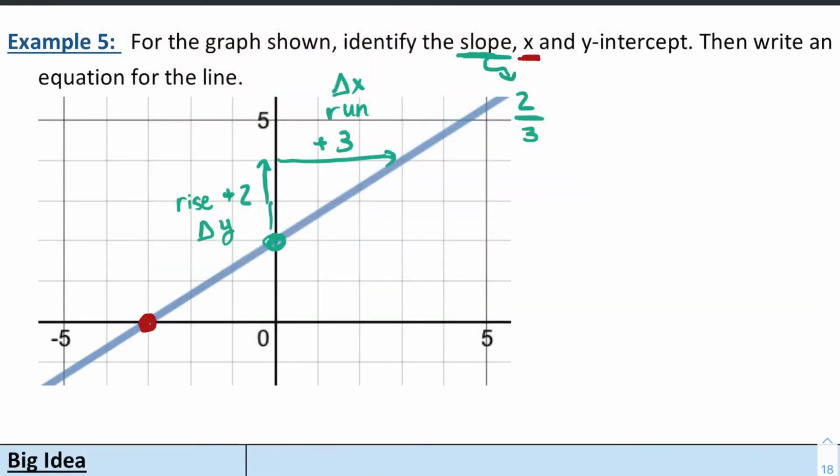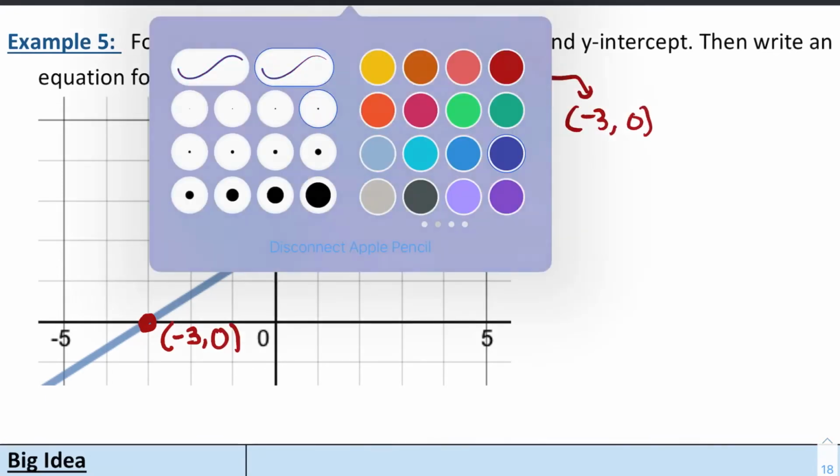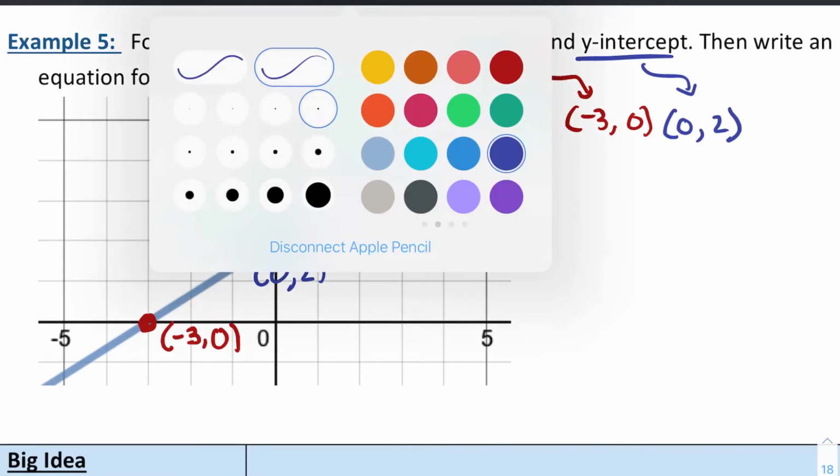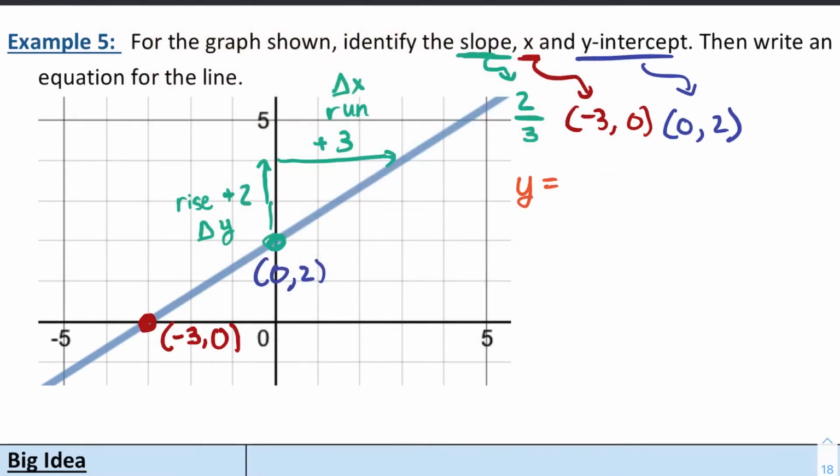Now your x-intercept, where it crosses the x-axis, is the point (-3, 0), and your y-intercept is the point (0, 2). So if I want to write an equation for my line in slope-intercept form, I'll do y equals mx plus b, so 2/3 x plus my y-intercept, you can see, is 2.